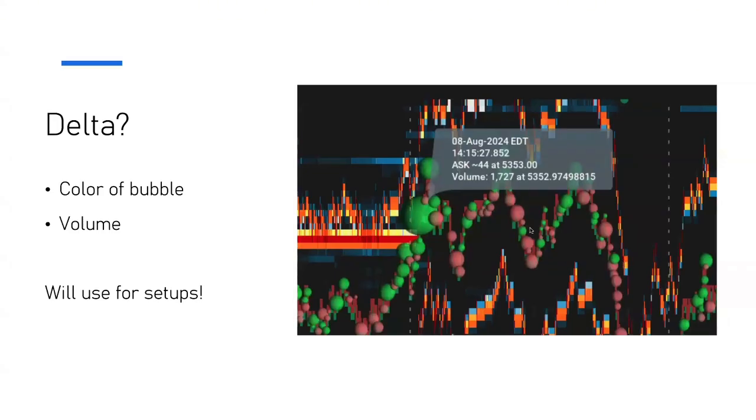So the delta will be the actual volume. But again, when I'm looking for delta, I want to know the delta of the candle a lot of the times, right? So if I'm looking at a specific bubble, I don't know what time frame that is, what candle that is.